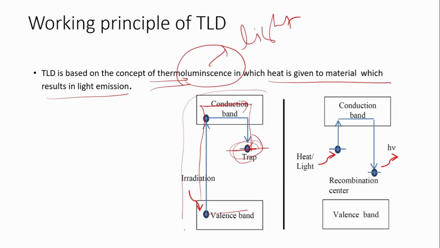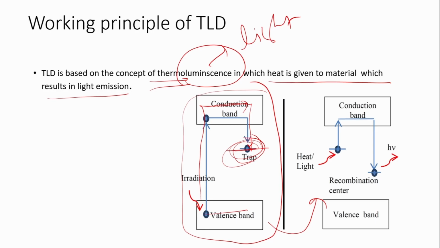Now your TLD is sent quarterly to a lab. All the traps in the material are filled with information, because you are constantly exposed to radiation, and so many traps have been filled. And when this material goes to the laboratory, there is a TLD reader. This is a TLD reader.